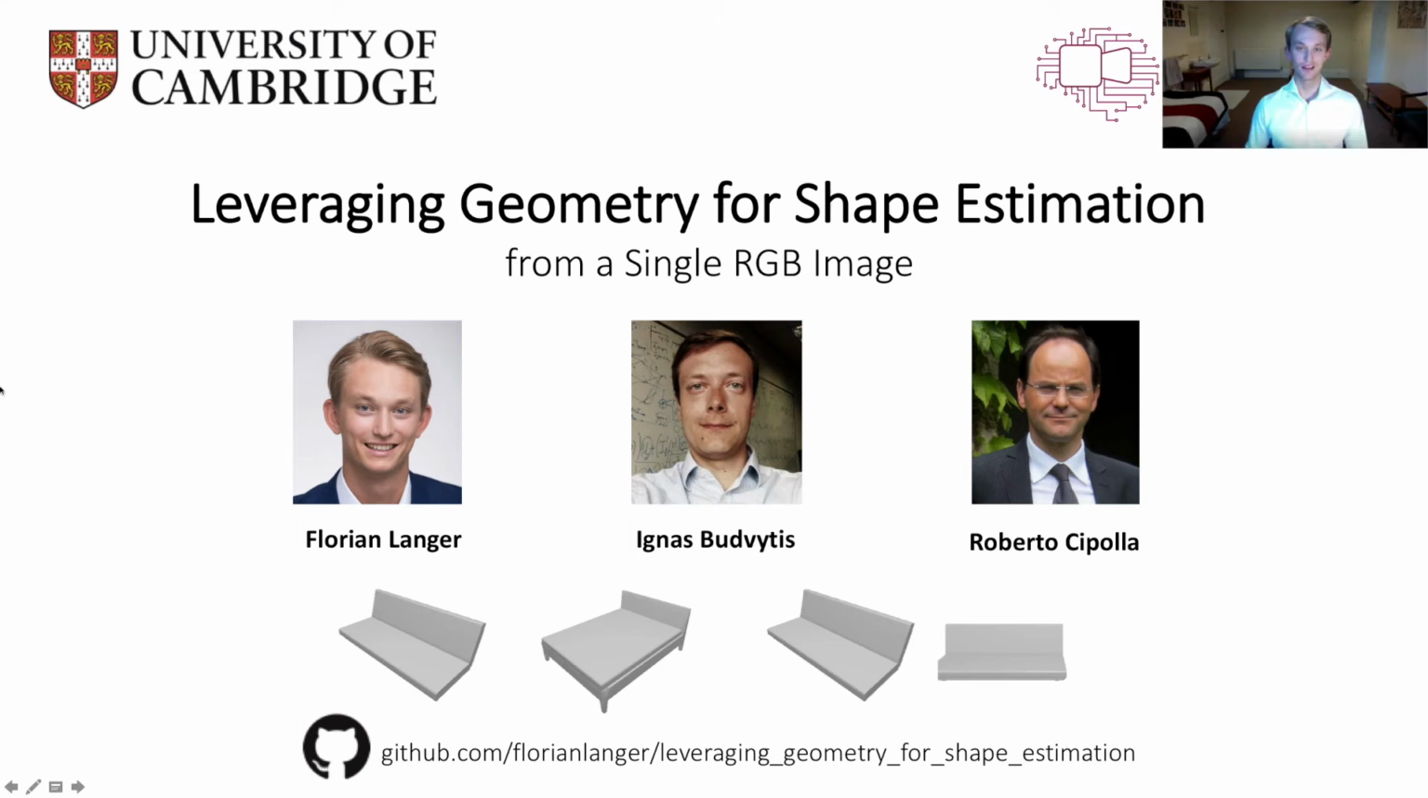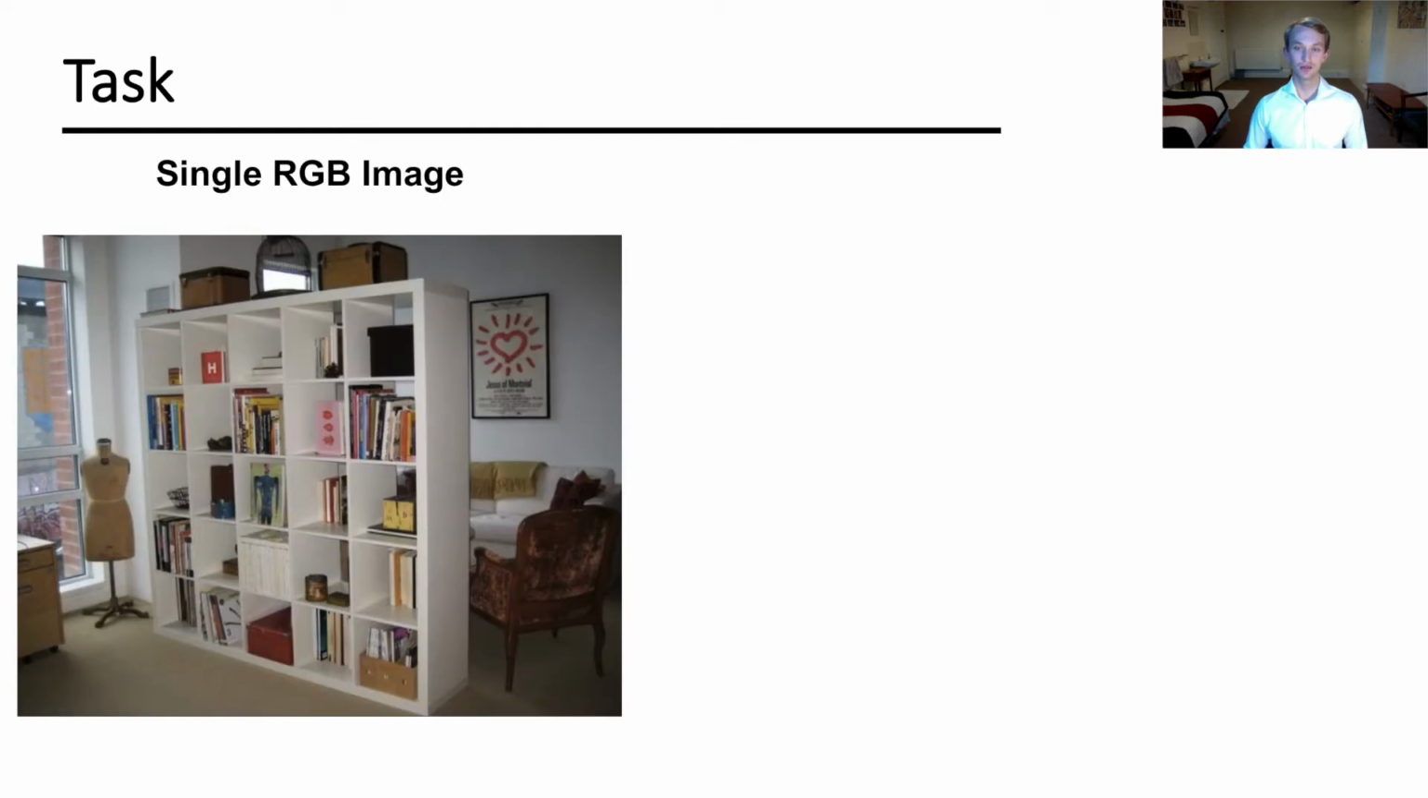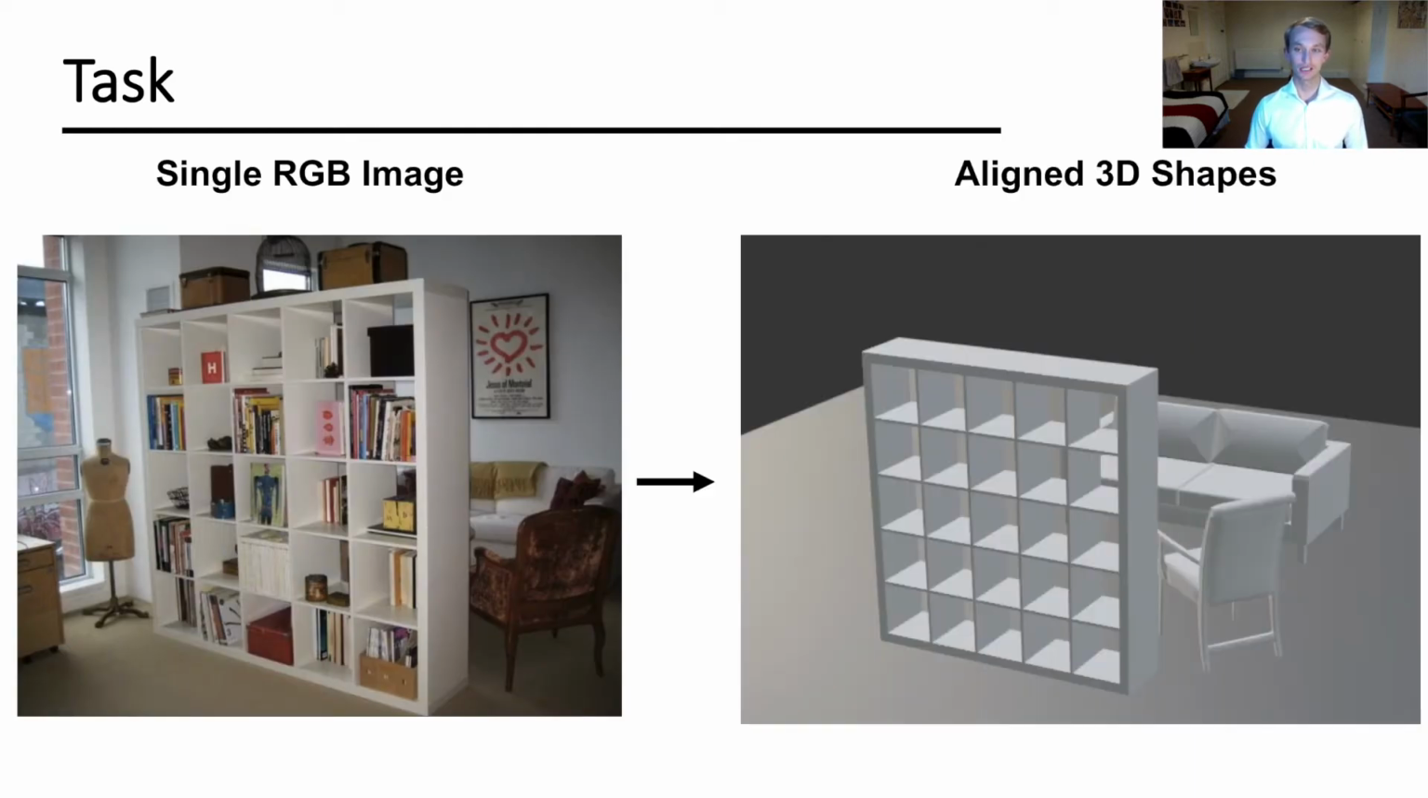My name is Florian and I'm going to present our recent work where we propose to leverage geometry for shape estimation from a single RGB image. The input to our model is a single RGB image, and the output of our system are aligned 3D shapes for the objects observed in the image.